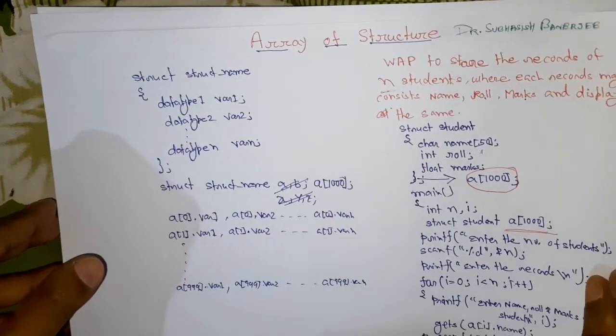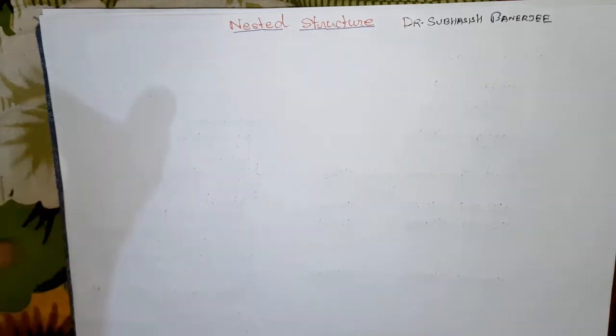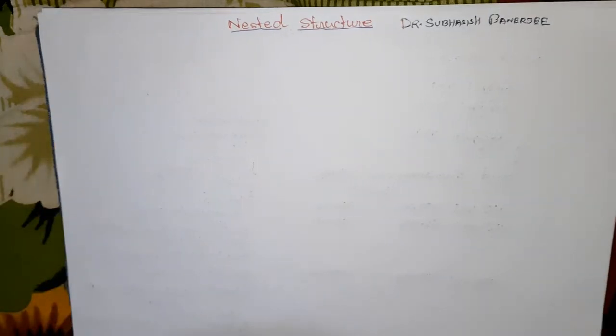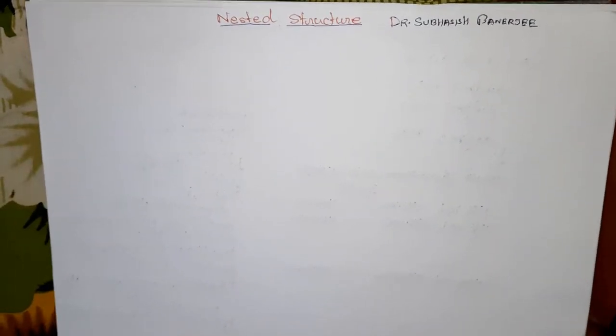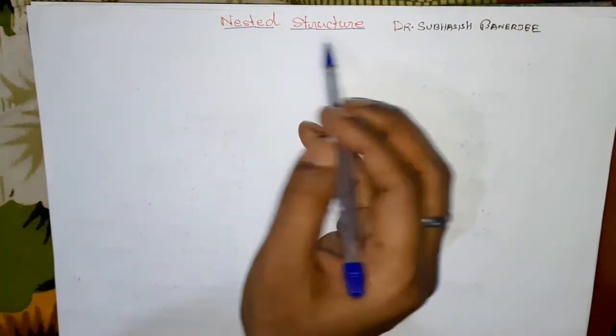As such, structures also allow nested structures. So what actually is nested? From looping, we know that when one loop comes inside another loop, we call it a nested loop. Similarly, whenever we place a structure inside another structure, that is called a nested structure.